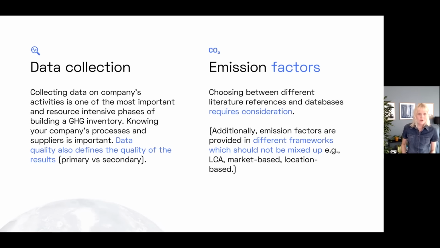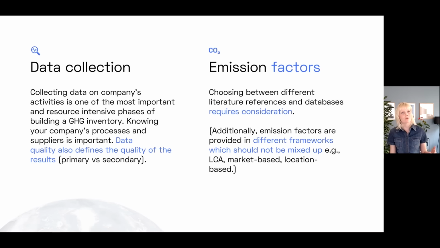So one challenge is the data collection. Collecting data on companies' activities is indeed one of the most important, but also one of the most resource-intensive phases of building an inventory. So it's very important that you know your company's processes and suppliers very well, and that you can allocate, for example, responsibility to different people who can collect the data regarding a specific industrial facility. And one point here is also that the data quality defines the quality of the results. So this introduces us to the question of primary versus secondary data.